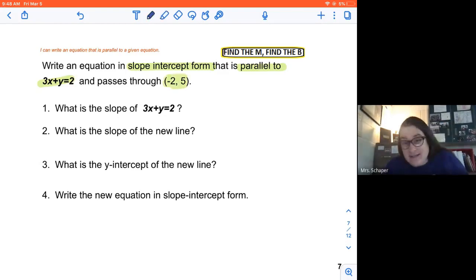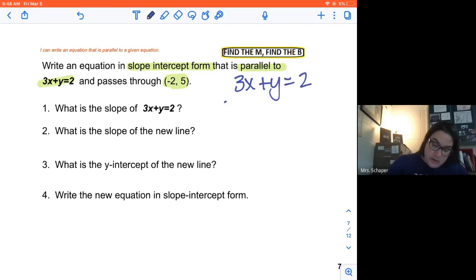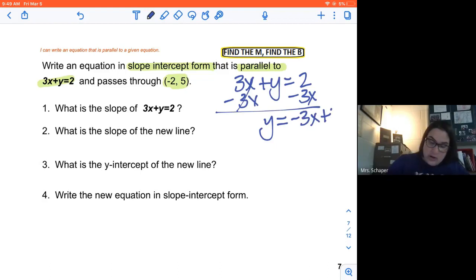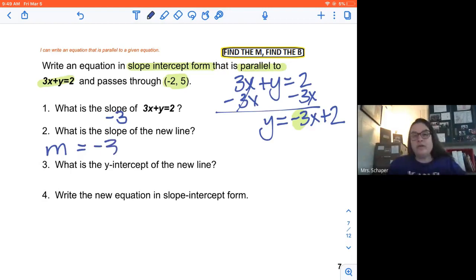Well, here's the thing. This isn't in slope-intercept form. So now we need to write it in slope-intercept form. So we have to get it into y equals mx plus b. So 3x plus y equals 2. We're going to subtract 3x from both sides. So y equals negative 3x plus 2. So the slope of this line is negative 3. I have to figure that out first. Now the slope of the new line, if they're parallel, it's going to be the same thing. So the slope of the new line is negative 3.